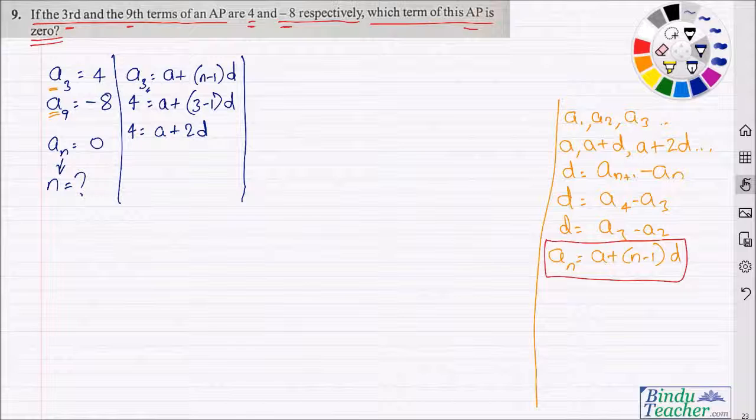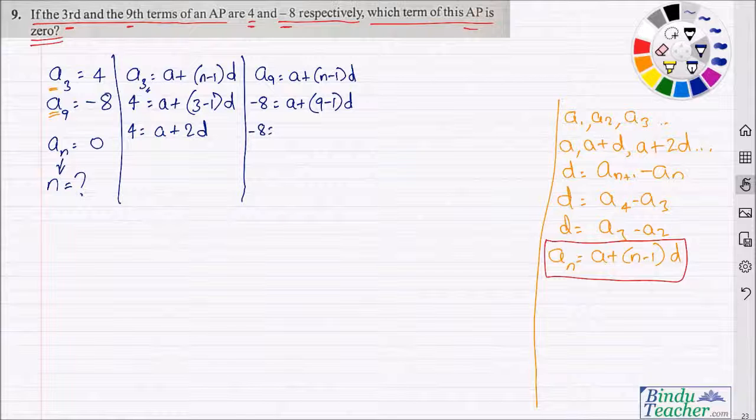Let me write down another equation for a9. a9 equals a plus n minus 1 into d. The value of a9 is minus 8 equals the value of a, which is unknown, plus n minus 1. Here n is 9, so 9 minus 1 into d. Minus 8 equals a plus 8d. Now again, we cannot simplify this any further. However, we can use these equations together. How do we do that?